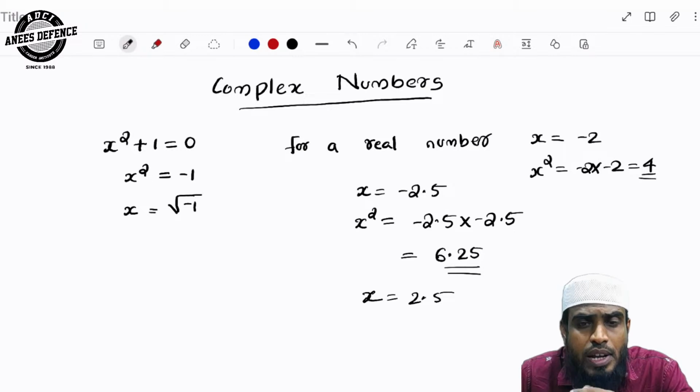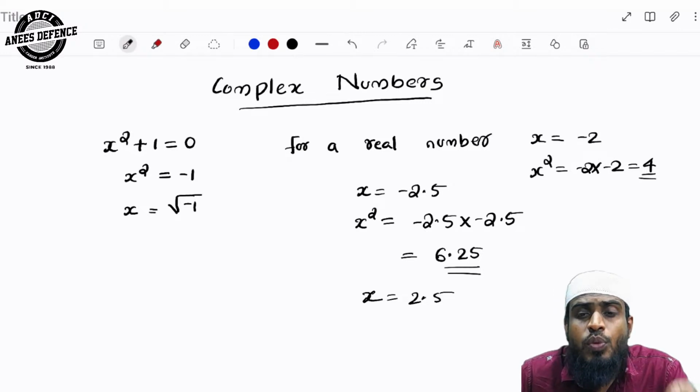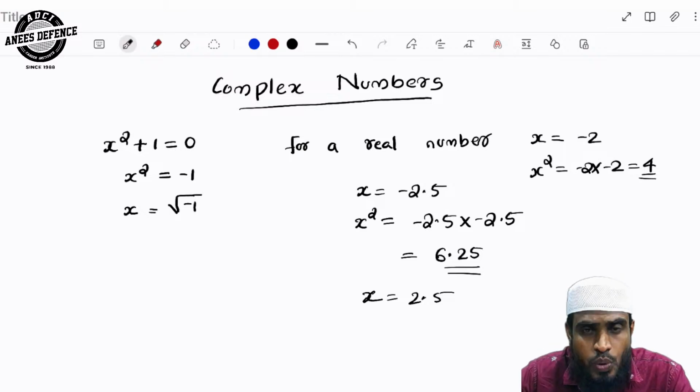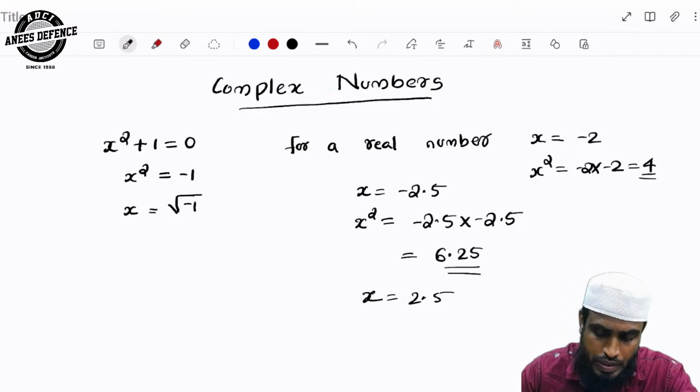So for a real number, square cannot be equal to minus 1. It cannot be equal to minus 1, or we can say that for a real number, the square cannot be a negative value. That is more accurate. For a real number, square of that number cannot be a negative value.